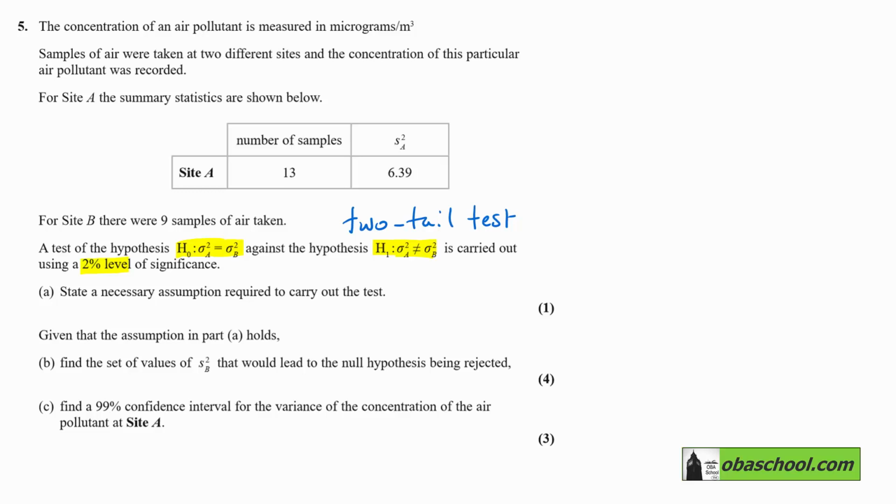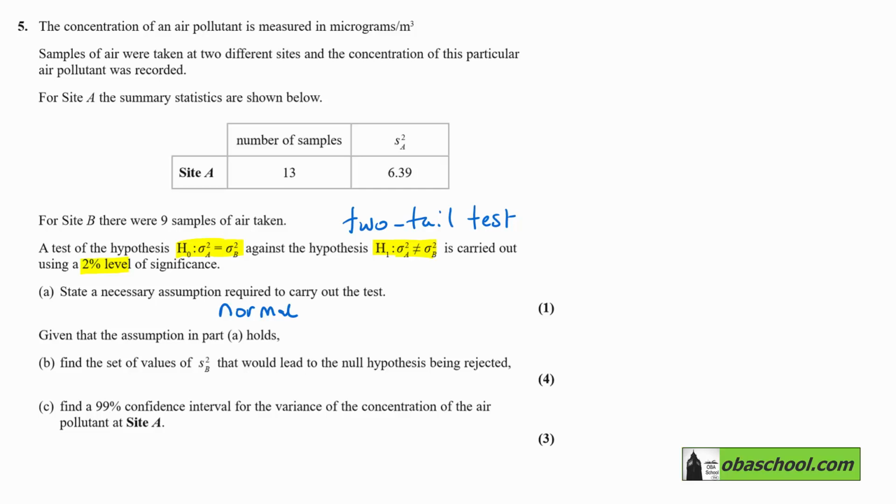State a necessary assumption required to carry out the test. Well, the necessary assumption here is that the concentration of air pollutant at each site follows a normal distribution. So I'll just write the word normal rather than writing all of that out, but you need to write the whole thing.